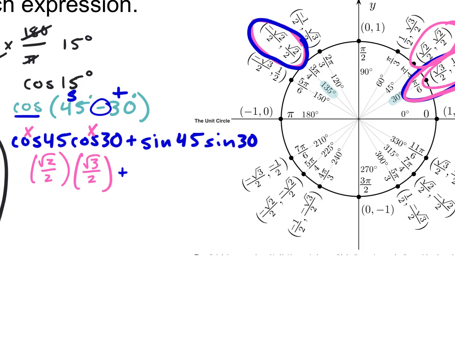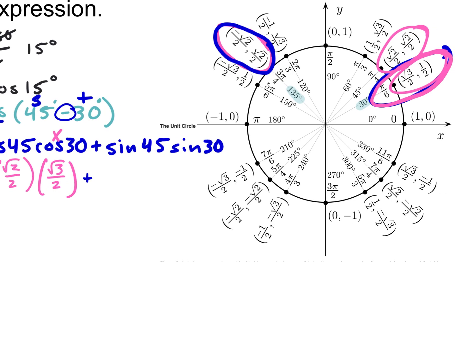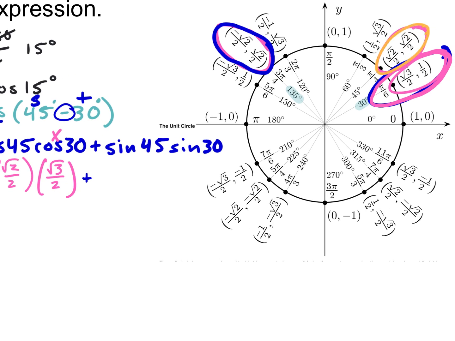Plus, then we have the sine of 45. So I'm going to go to 45 degrees. Sine tells us we look at the x or the y? The y. What's our y value at 45 degrees? Square root 2 over 2. And then sine of 30, 1/2. Perfect. The y value at 30 would be 1/2.